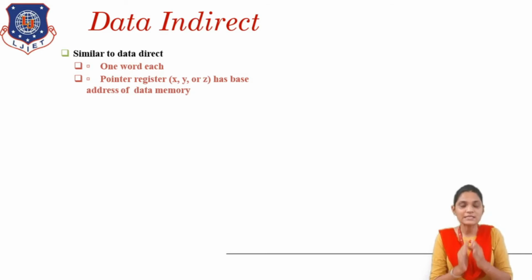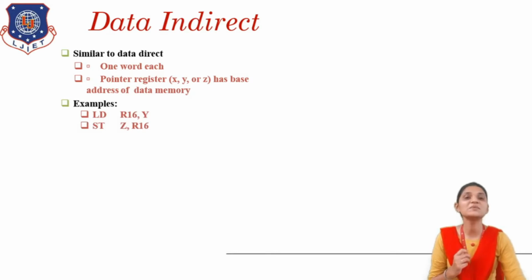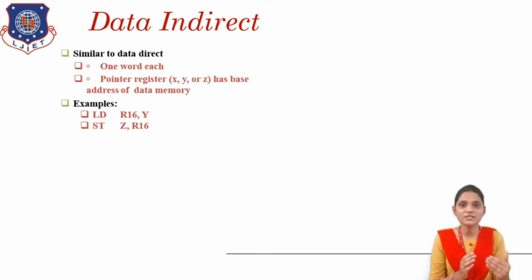So in this case our address is stored in a register that we have defined as X, Y or Z, and that location is used for accessing the data. Your instruction size will be one word, so you can store the instruction in 16 bits. For example, we have instructions like LD or ST. LD is for loading data from that particular address into a register, and ST is for storing data from a register to the location given by the X, Y or Z register.